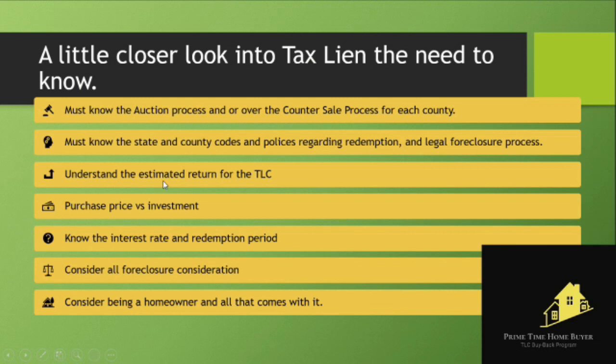A little closer look into tax liens. The need to know. Must know the auction process and or over-the-counter sale process for each county. Must know the state and county codes and policy regarding redemption and legal foreclosure process. Understanding the estimated return time for the tax lien. The next important thing to know is purchase price versus investment.